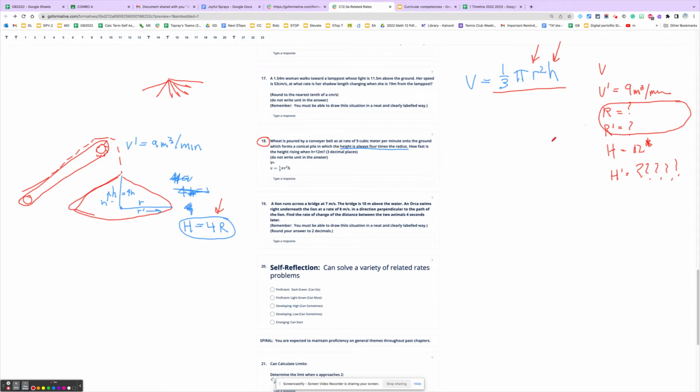Since I don't know anything about R, I'm going to write R in terms of H. So R would equal H divided by 4. So if H equals 4R, then R equals H divided by 4. And you might say, I wouldn't think to do that. And the only question I can ask you is, how much time are you putting into noticing and wondering? Because that's what it takes.